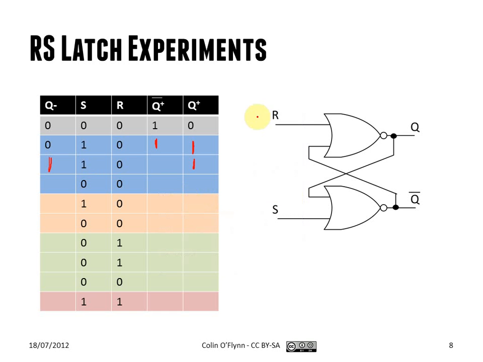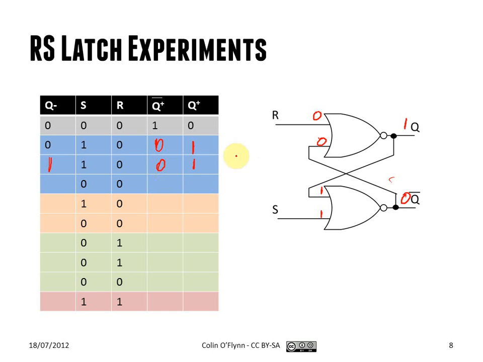So now if I have the state of 1 here, I have a 1 there, and again, say set is 1. Again, the output of Q complement will still be 0, based on the truth table of the NOR gate. So we know a 0 goes there, the reset input is 0, and this output here is 0. So it stays the same like that.